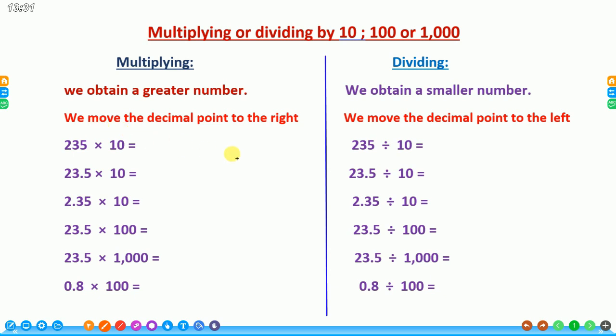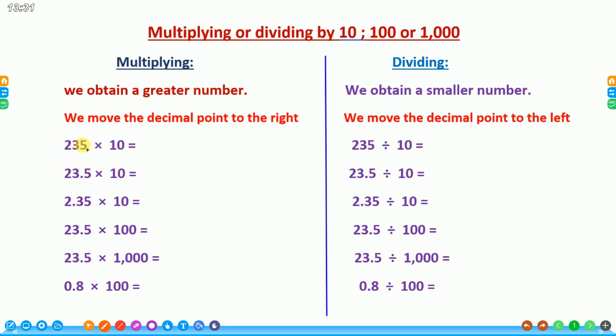When we multiply a decimal number by 10, we move the decimal point 1 time to the right. By 100, we move the decimal point 2 times to the right. And multiplying by 1000 means moving the decimal point 3 times to the right. To understand the concept more, let's solve these examples. Let's start with the first one, 235 times 10.